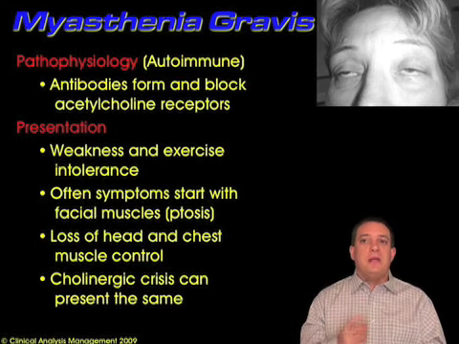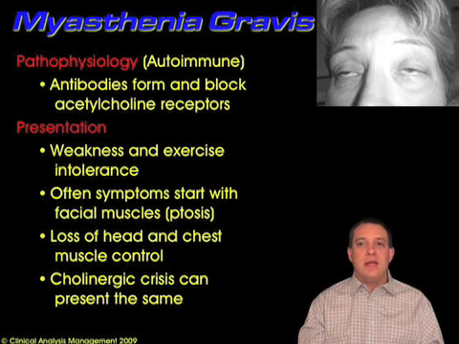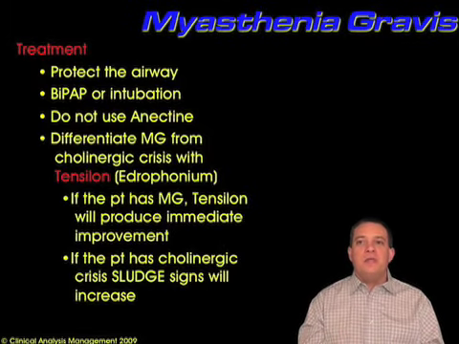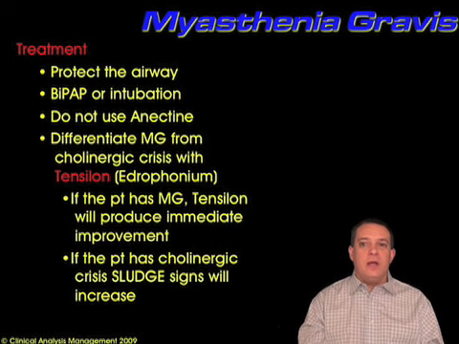Now, the big thing to remember about myasthenia gravis is we actually give these patients cholinergic drugs to treat it. And the cholinergic drugs in and of themselves can cause something called cholinergic crisis. And cholinergic crisis presents exactly the same, or often exactly the same, as myasthenia gravis. Now, when we talk about treatment for these patients, just like anybody else with neuromuscular suppression, the big thing we want to do is protect their airway. A lot of times these patients, we can adequately assist them by putting them on BiPAP, but if that doesn't work, then we need to go to intubation.